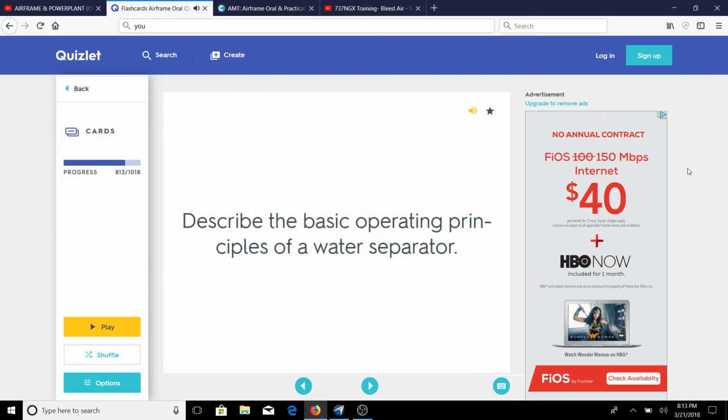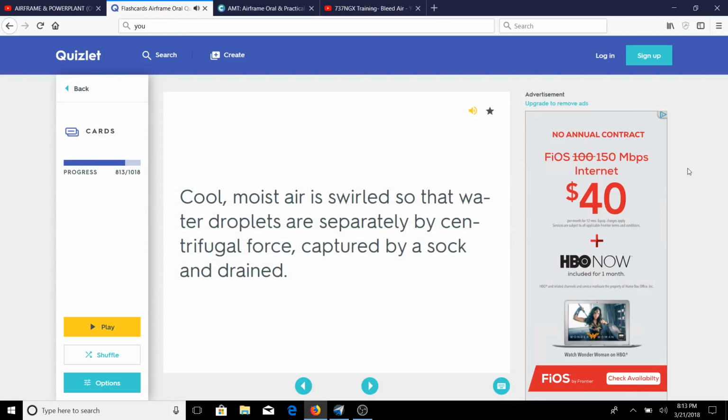Describe the basic operating principles of a water separator. Cool, moist air is swirled so that water droplets are separated by centrifugal force, captured by a sock, and drained.